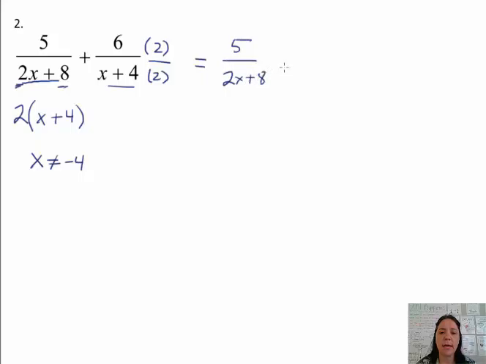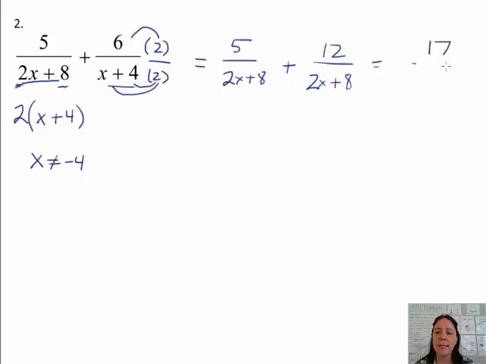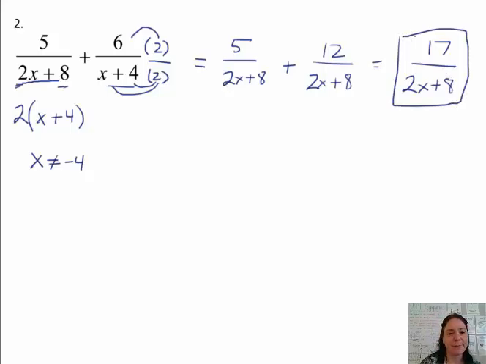So let's multiply this second fraction by 2/2, and that's going to give me 5/(2x plus 8) plus 12/(2x plus 8). So we multiply the 2 times the x and the 4, and that gives me 17/(2x plus 8). Once again, not too difficult.